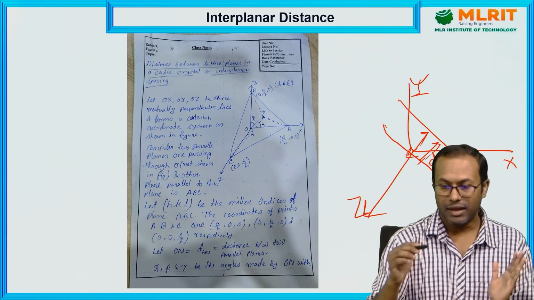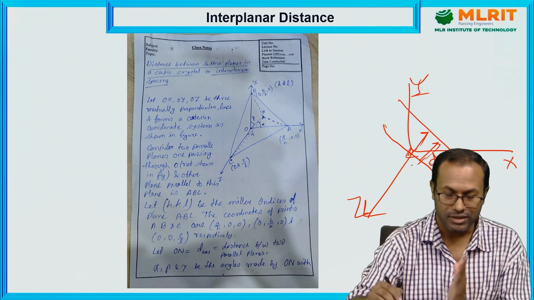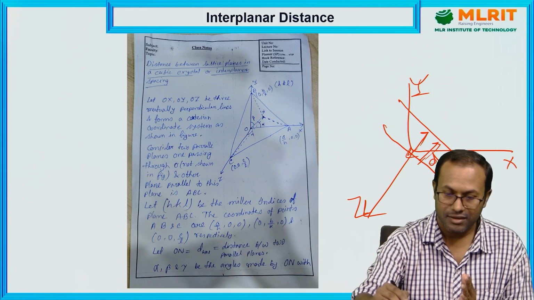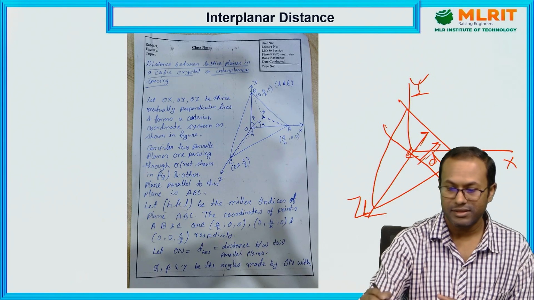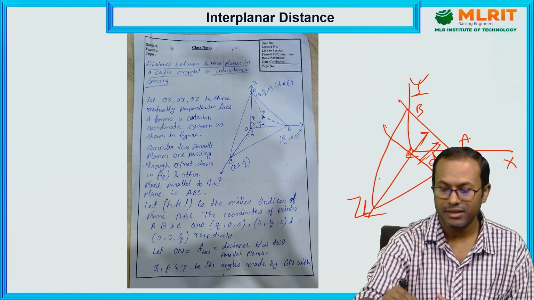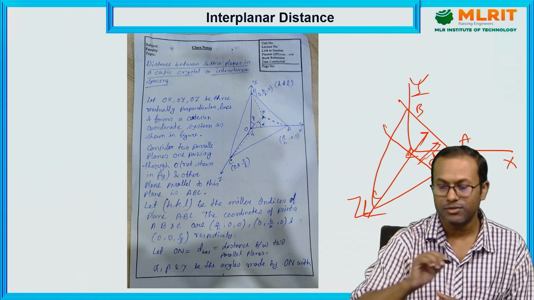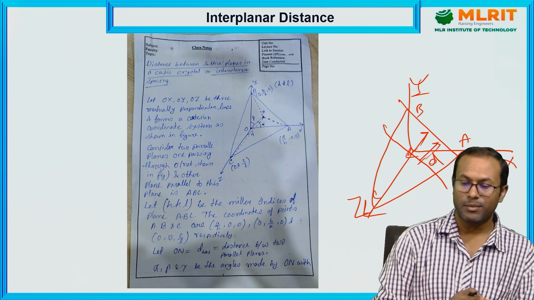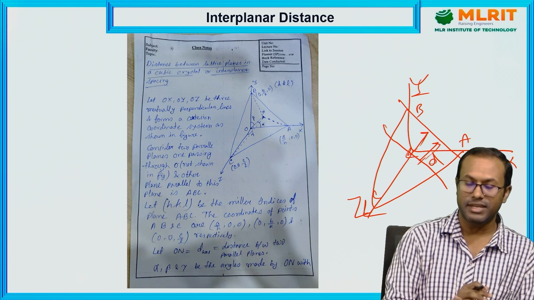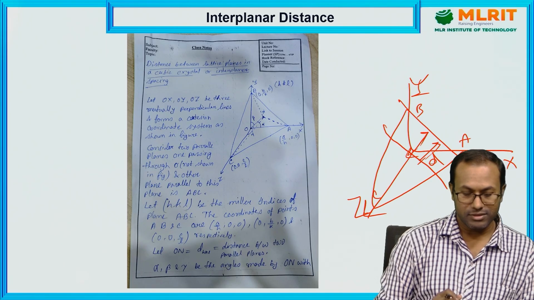So this is some idea. Suppose one plane is passing through the origin, and another plane is this one, that is A, B, C. So these 2 planes are parallel with each other. Now we have to determine the smallest distance, that is d. Now how to determine those things?